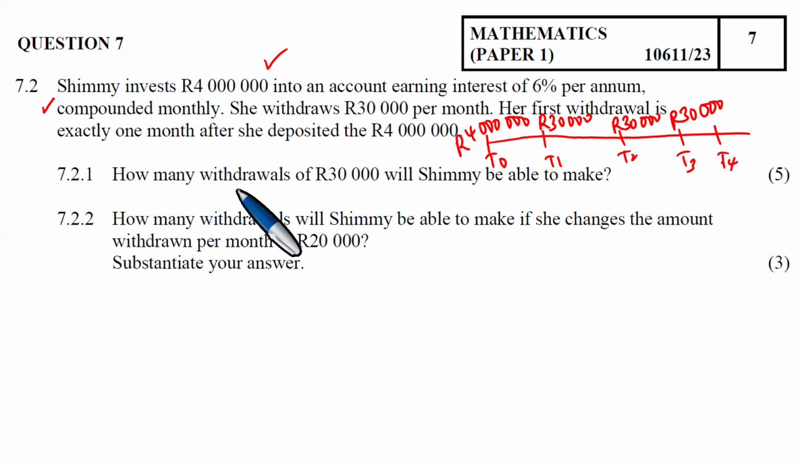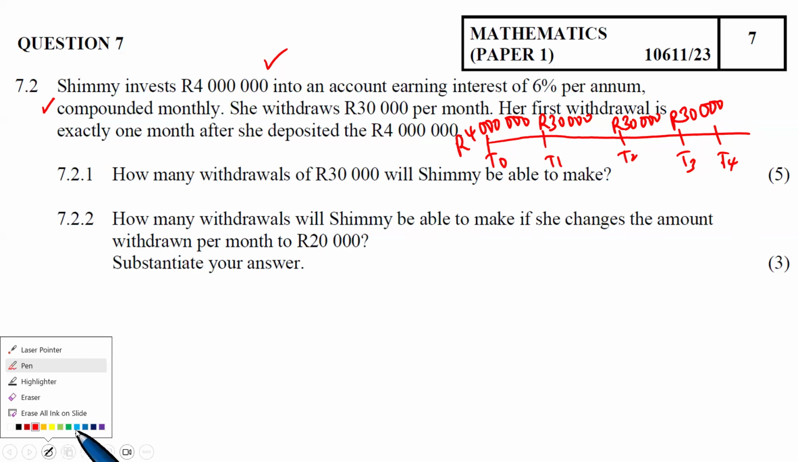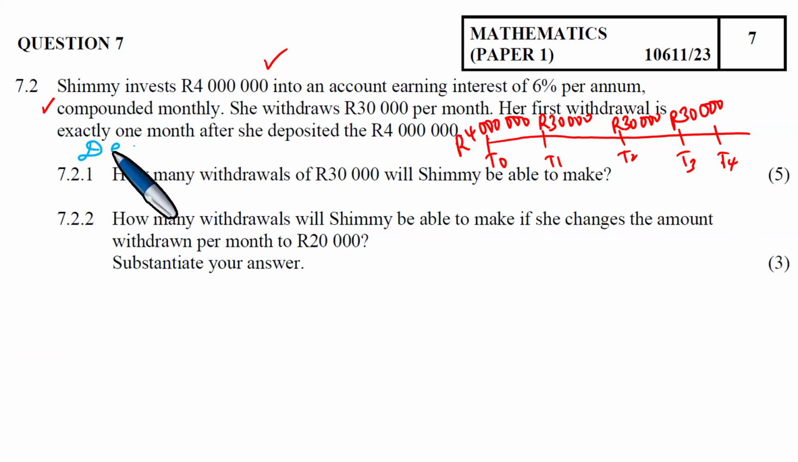How many withdrawals? So there's no gap here. This is not a delayed annuity. It is not a deferred annuity. But how many withdrawals of 30,000 will Shimi be able to make? What is the answer to this question? So, what formula are you going to use?